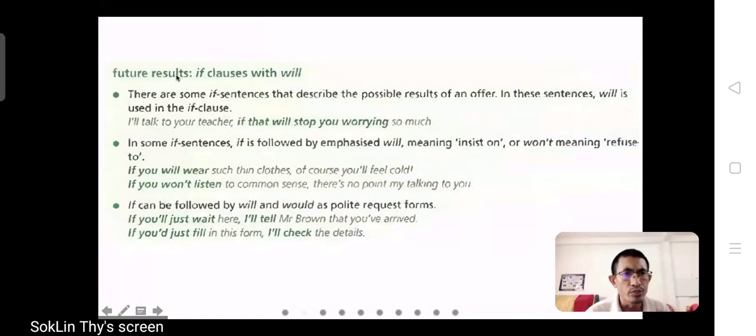Another one: future result if clauses with will. We use "if you will" in the if clause. If you started studying English in elementary school, at intermediate level, probably will cannot be used in an if clause, right? But in this case, will can be used in an if clause.